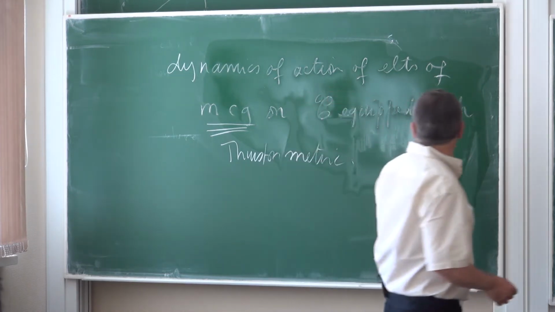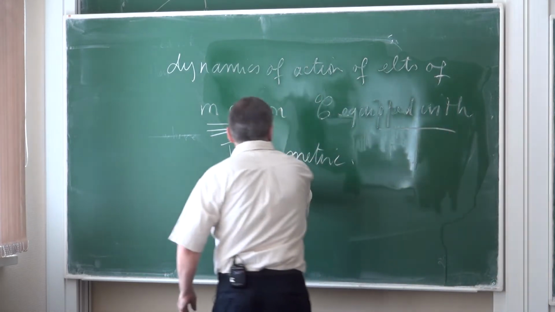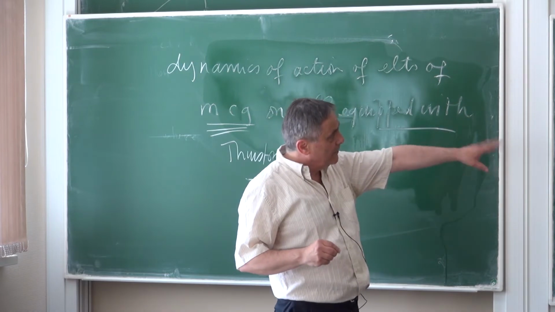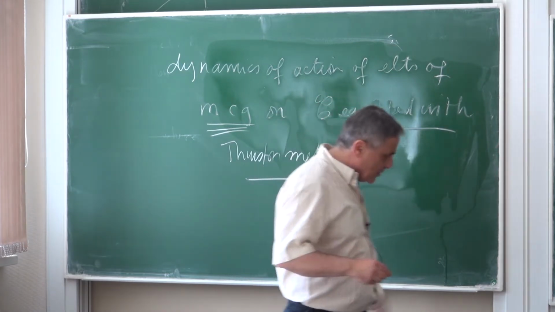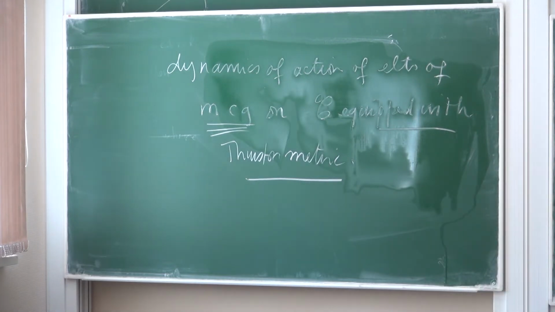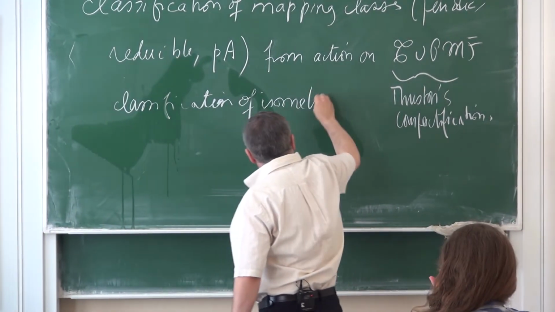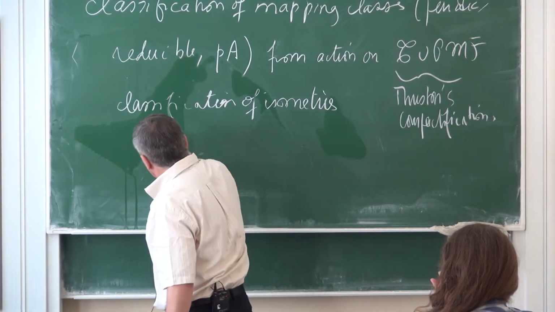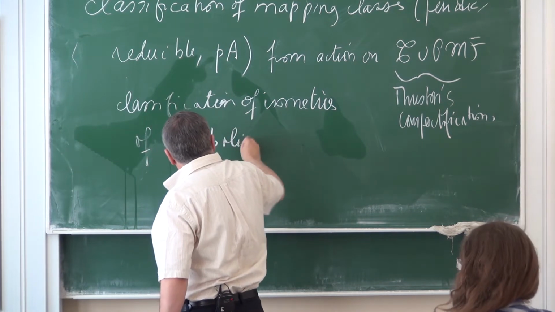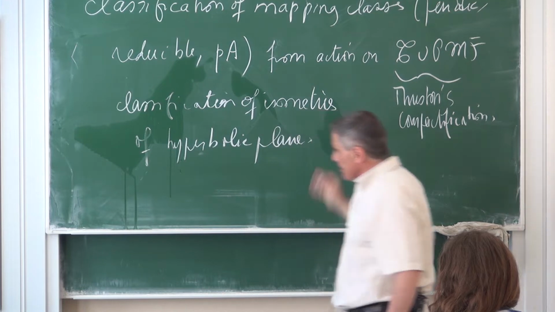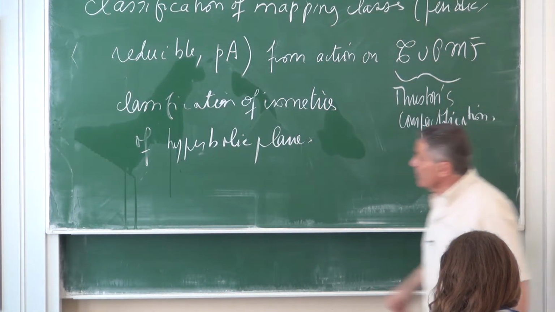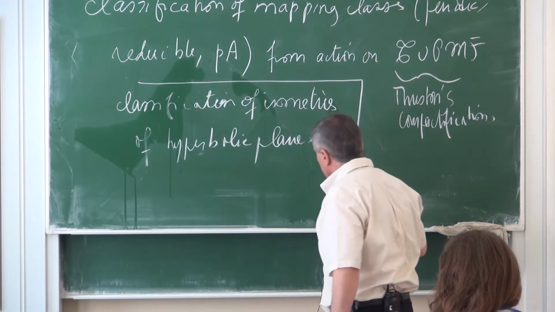And anyway, what I'm doing here is to study this action with Thurston's metric. Here there's nothing metrical, it's purely topological. So the goal, in fact, is that we want to have something like a classification of isometries of, say, the hyperbolic plane. There are more complicated cases, but let's say this is our model.